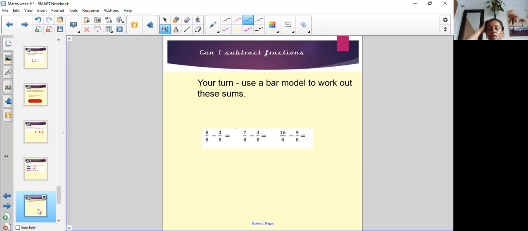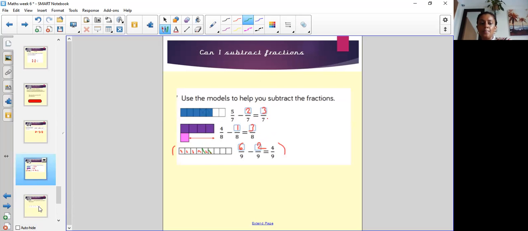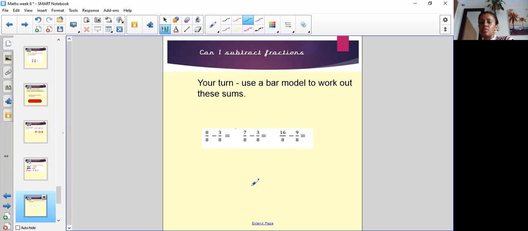Use a bar model to work out these sums. So I want you to have a go at carrying out 8 eighths minus 3 eighths, 7 eighths minus 3 eighths, and 16 eighths minus 19 eighths, minus 9 eighths. Now remember, you can use the method that I've just used with the bar to carry out these questions. And remember, the denominators do not change.